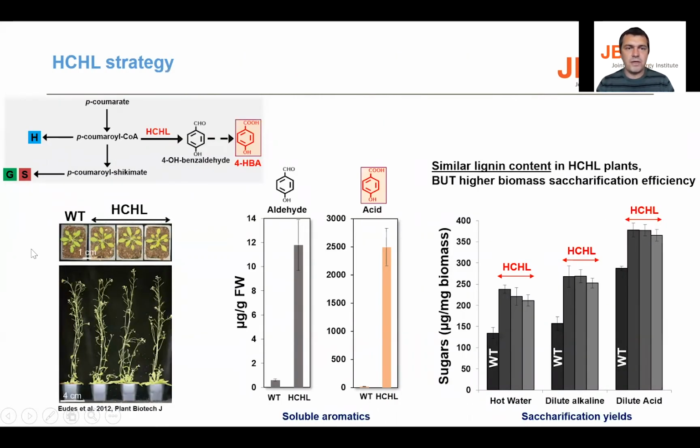So now I'm moving to the HCHL strategy. HCHL is another enzyme from bacteria that cleaves coumaroyl-CoA, the lignin precursor, into 4-hydroxybenzaldehyde. And Arabidopsis plants containing this enzyme overproduce 4-hydroxybenzaldehyde, but most of all overproduce 4-hydroxybenzoic acid. The aldehyde is converted into the acid inside the plant. These plants also show improvement of saccharification. But they didn't show less lignin compared to the wild-type plants.